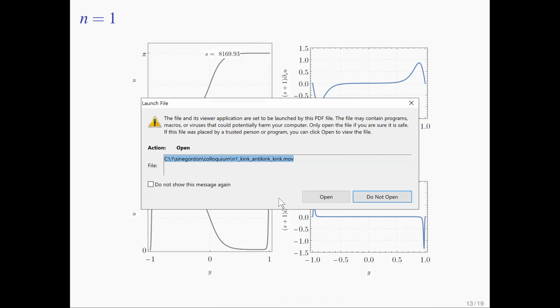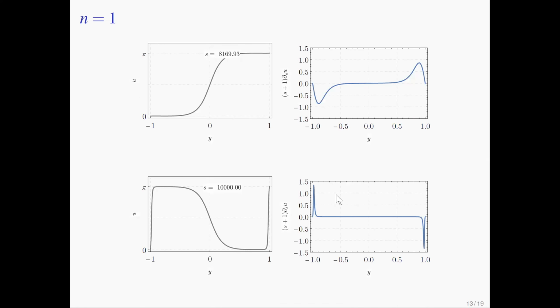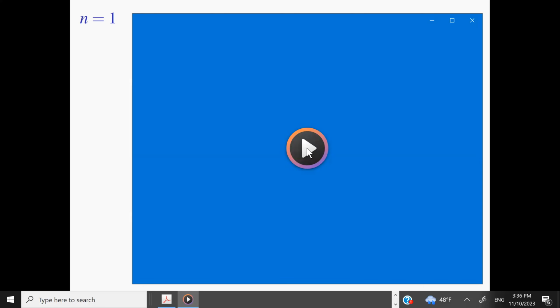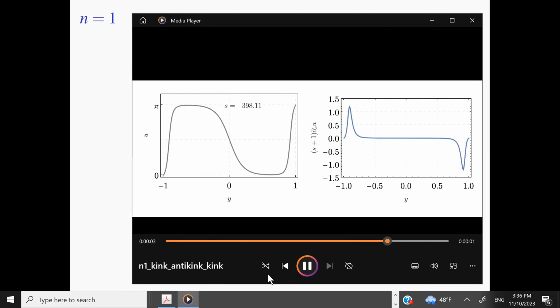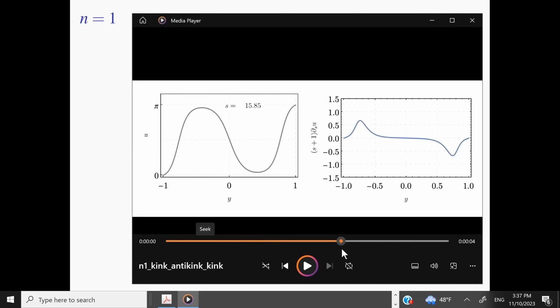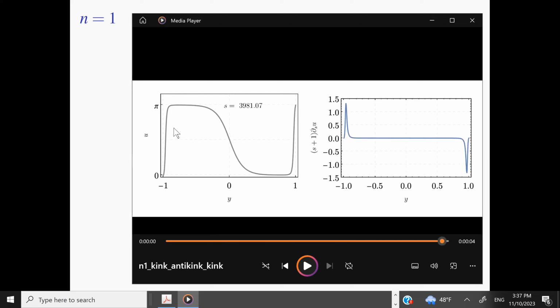And finally, let me show you this. It's similar initial data, but in this case, the kink and anti-kink keep moving away. And we have this configuration with two kinks and one anti-kink.